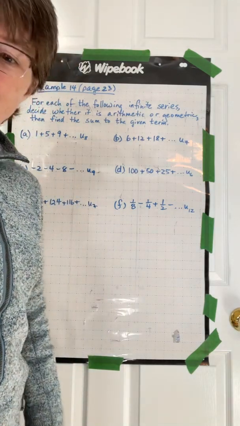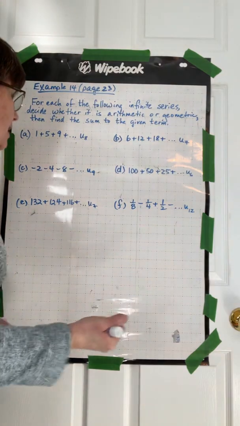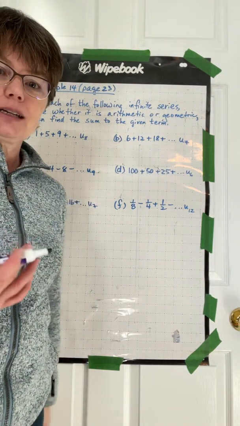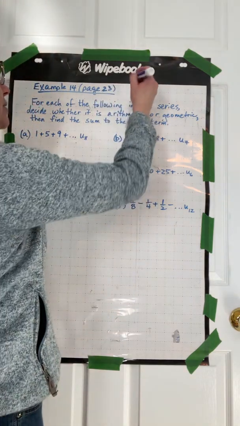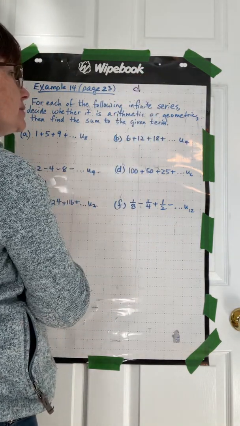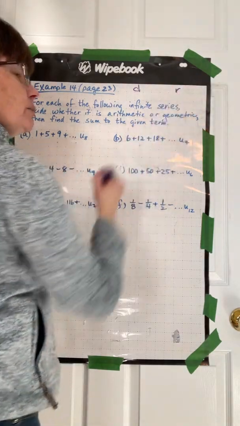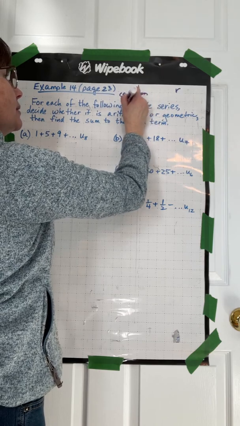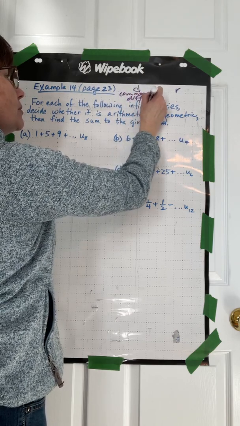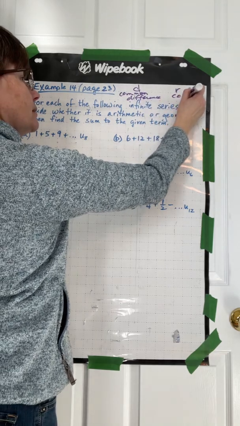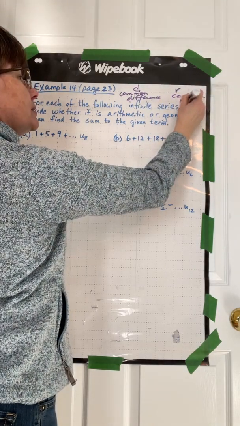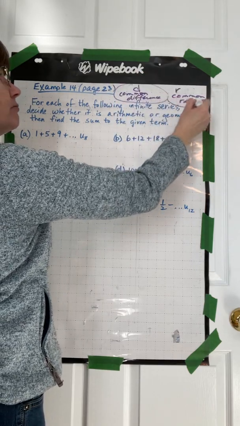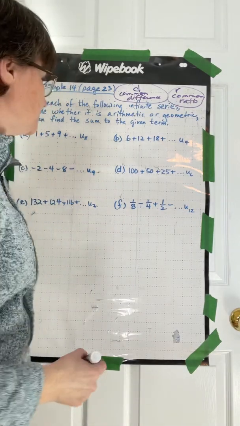So here we go. To check whether they're arithmetic or geometric, we know that arithmetic has a common difference, D. So we're trying to figure out, does it have a D, a common difference, or does it have an R, a common ratio? If it has a common difference, it means it's arithmetic. If it has a common ratio, it means it is geometric.